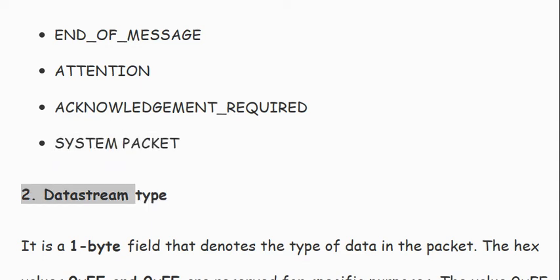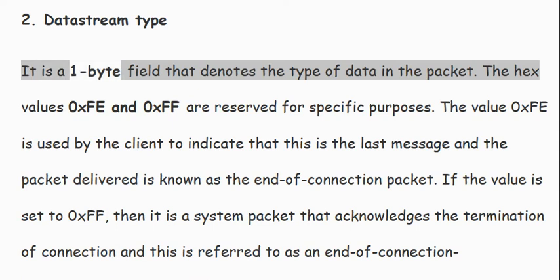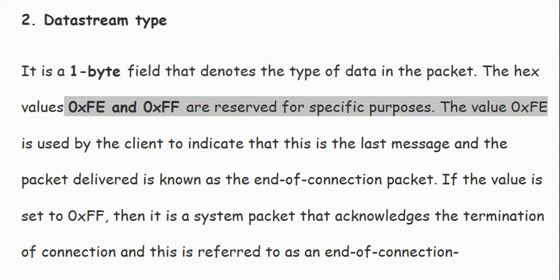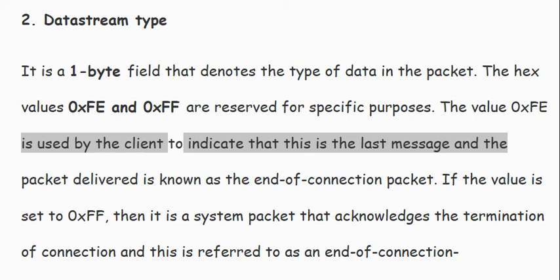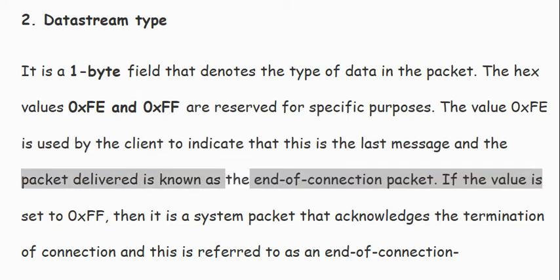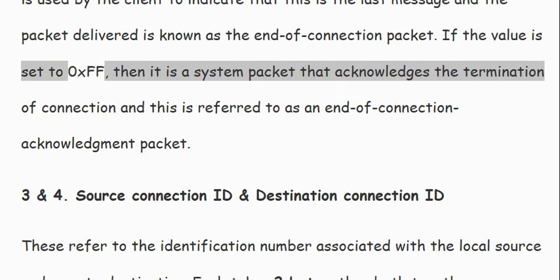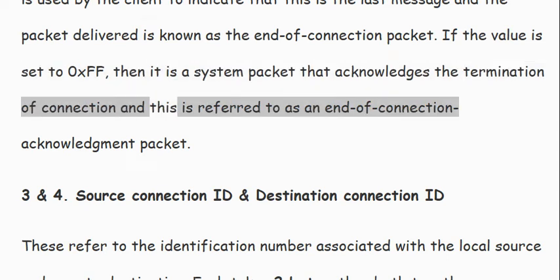2. Data stream type. It is a 1-byte field that denotes the type of data in the packet. The hex values 0xFE and 0xFF are reserved for specific purposes. The value 0xFE is used by the client to indicate that this is the last message, and the packet delivered is known as the end of connection packet. If the value is set to 0xFF, then it is a system packet that acknowledges the termination of connection, and this is referred to as an end of connection acknowledgement packet.